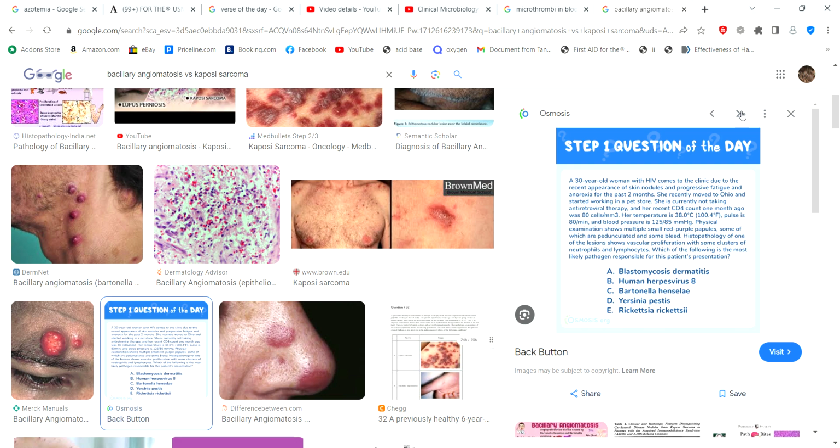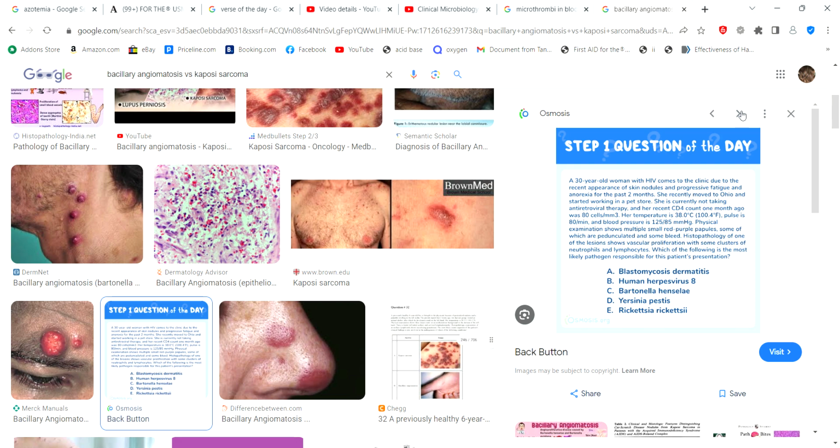Should we do this? Step 1 question of the day. A 30-year-old woman with HIV comes to the clinic due to the recent appearance of skin nodules and progressive fatigue and anorexia over the past 2 months. She recently moved to Ohio and started working in a pet store. She is currently not taking antiretroviral therapy, and her CD4 count 1 month ago was 80 cells.